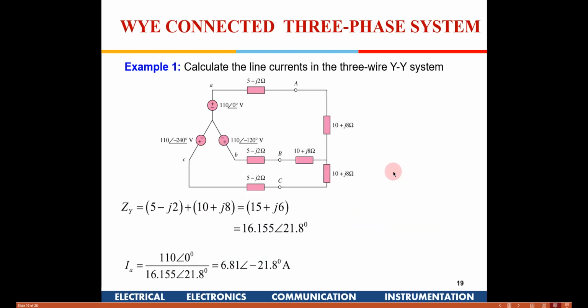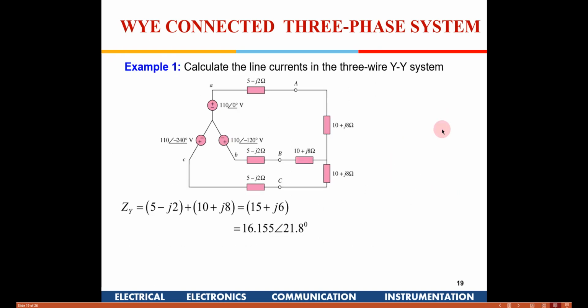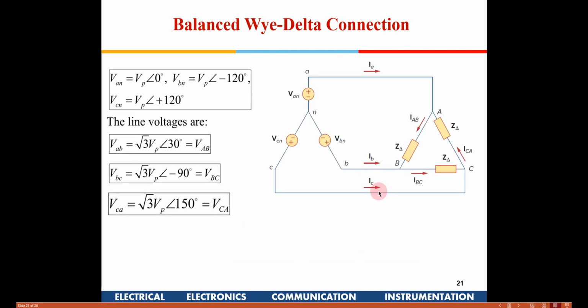In the earlier schematic, this didn't happen. The same current which was coming was flowing through like this. So the line current and the phase current were the same there, whereas here the line current and the phase currents are not going to be the same. Okay, so we'll compute how to go about doing that.